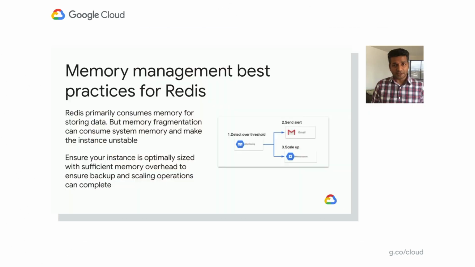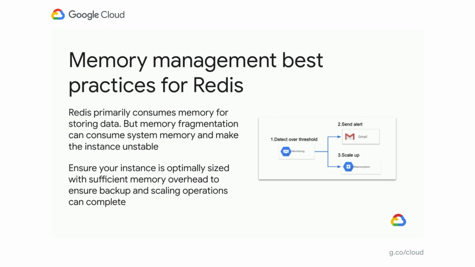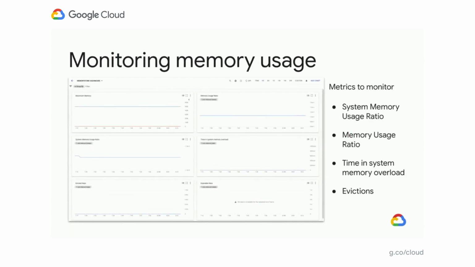So the first thing that I would like you to do is to understand and follow the memory management best practices for Redis. One of the things that Redis is notorious for is poor memory management, but as a managed service, we do a lot of things behind the scenes to take care of some of the inefficiencies in memory management that happen in Redis for you. But having said that, it is super important for you to follow the best practices, and especially monitor the right metrics to ensure that your instance is running optimally. So let's take a look at some of the metrics that you should be monitoring.